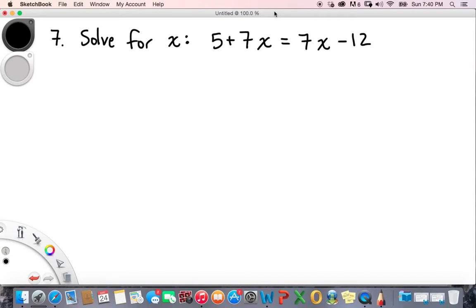This is the last problem where you are simply solving expressions for a letter here in this first unit study guide dealing with equations and inequalities. So question number 7 again is asking us to solve for the letter x. And if you look at the equation, we have 5 plus 7x equals 7x minus 12.